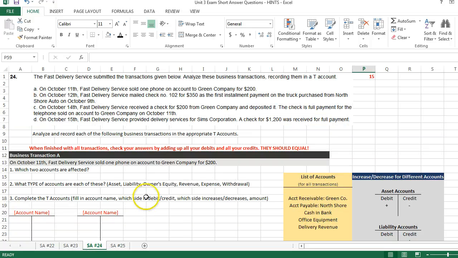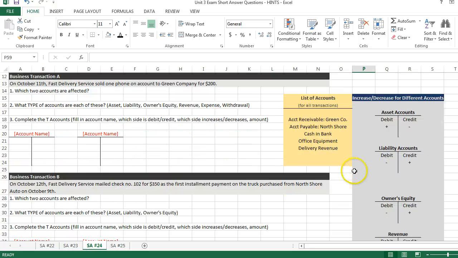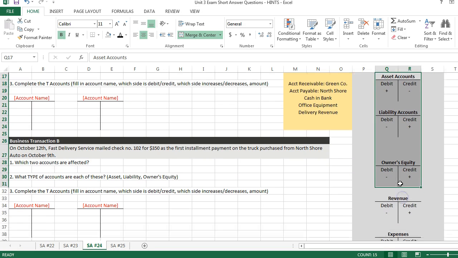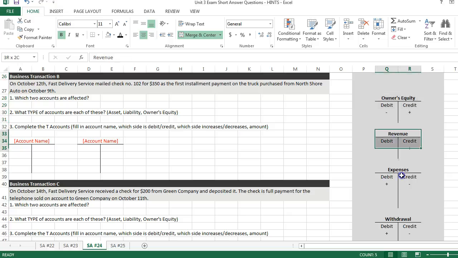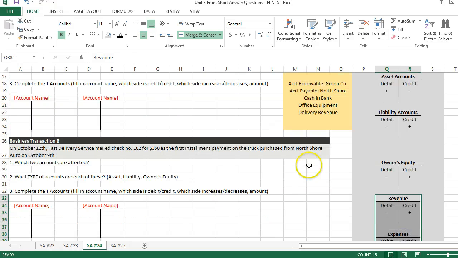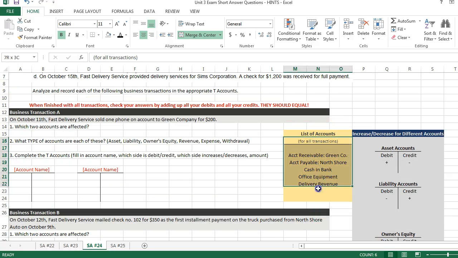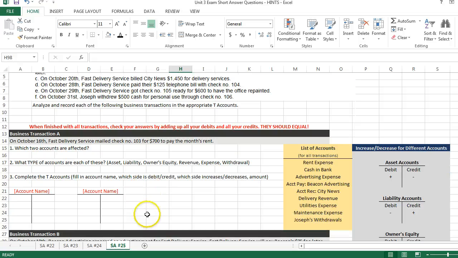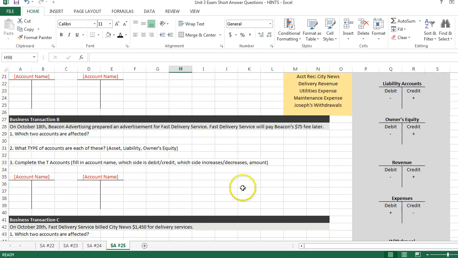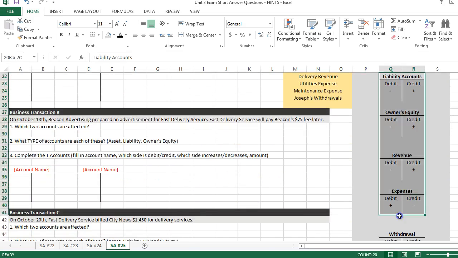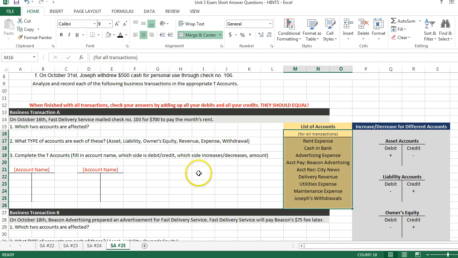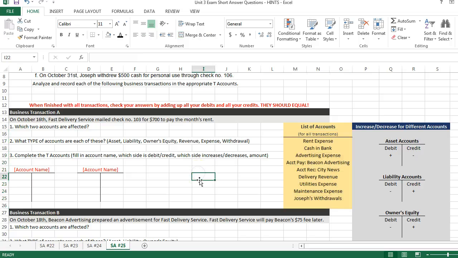Number 24 is set up the same way, except you have some additional accounts. In the previous one, you just had assets, liabilities, and owner's equity. Now in this one, we're throwing in some revenue, expense, and withdrawal accounts. So make sure you're sticking to this list of account names when you're deciding these transactions. And the same goes for number 25. Again, you're going to work with all different types of accounts in this one. Again, I have the list of accounts available for you, so make sure you're using those names.